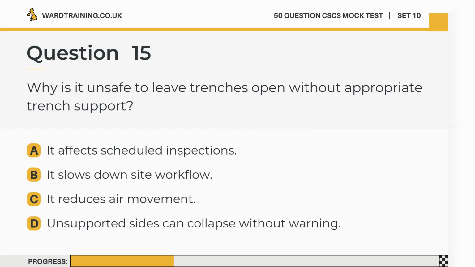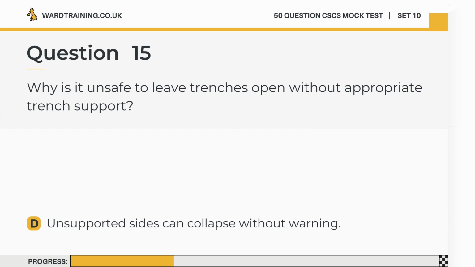The correct answer is D. Unsupported sides can collapse without warning.